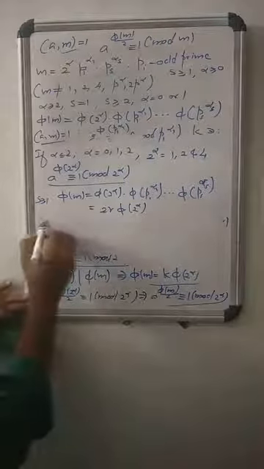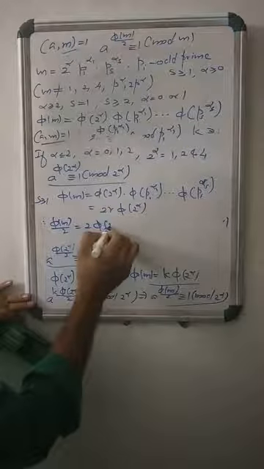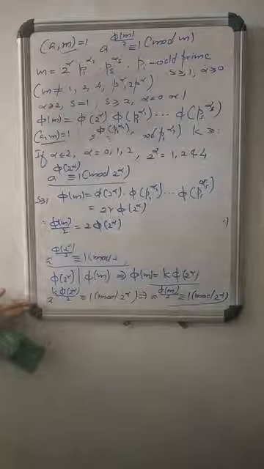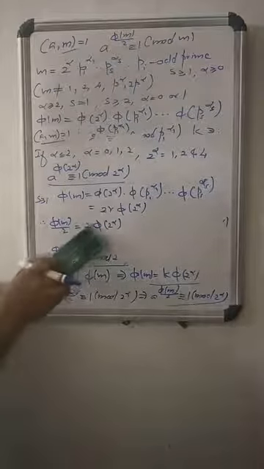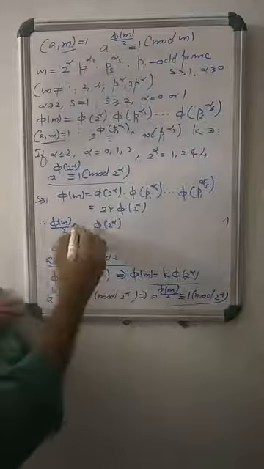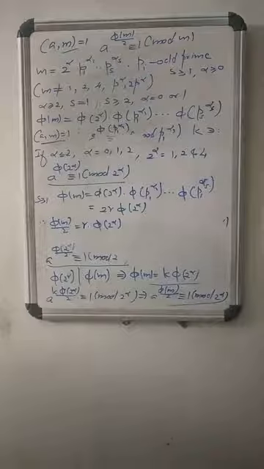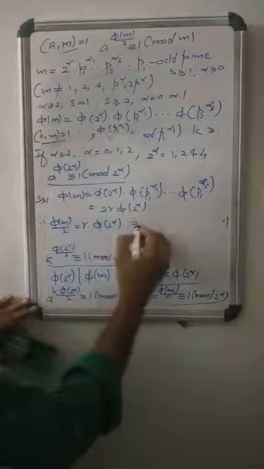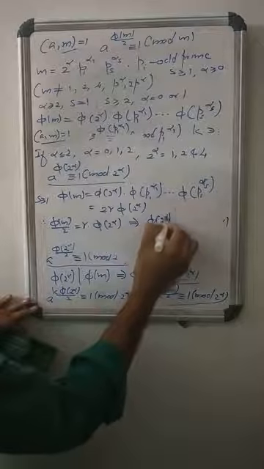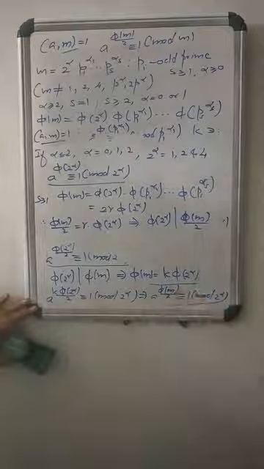Therefore, phi of m by 2, what is phi of m by 2? Phi of m by 2 equals r into phi of 2 power alpha. That means phi of 2 power alpha divides phi of m by 2.